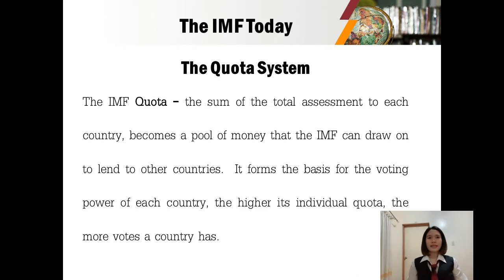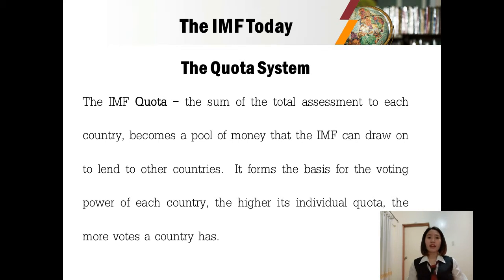The IMF today, the quota assessment. The sum of the total assessment to each country becomes a pool of money that the IMF can draw on to lend to other countries. It forms the basis for the voting power of each country. The higher its individual quota, the more votes a country has. So quota serves as the building block of the IMF's financial and governance structure.